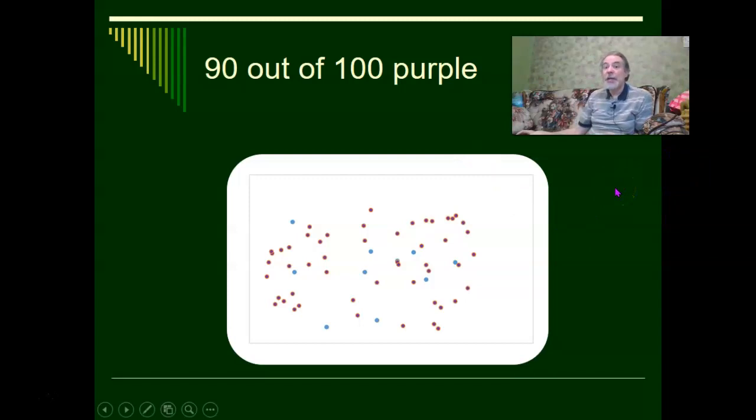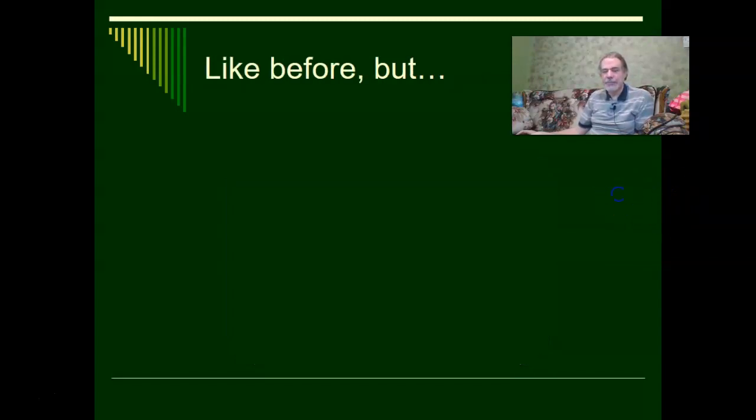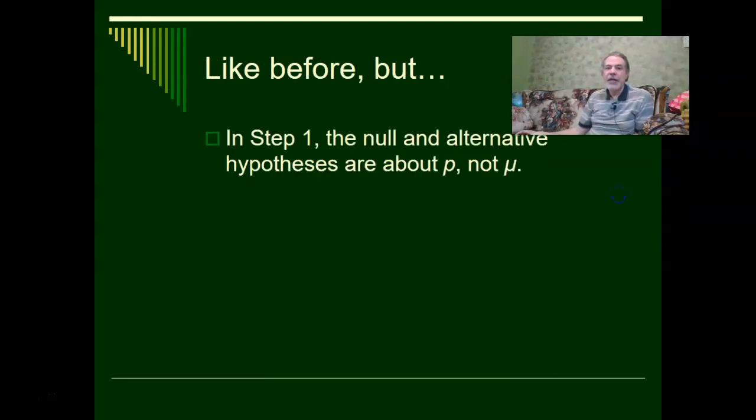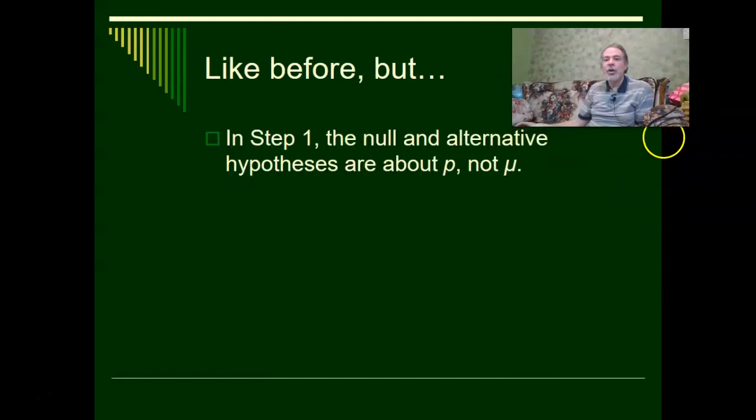So this is going to be a lot like the hypothesis testing that we were doing in the last couple of sections, with just a couple of differences. It's like what we were doing before, but in step 1, where you state the claim and say what the null and the alternative hypotheses are, they're going to be about p instead of about mu.